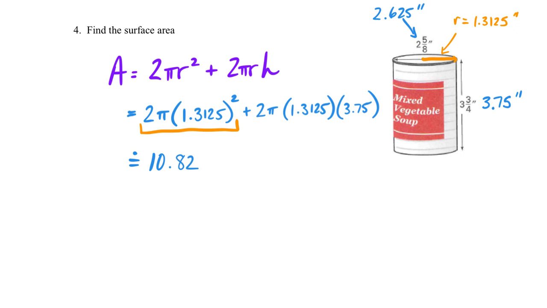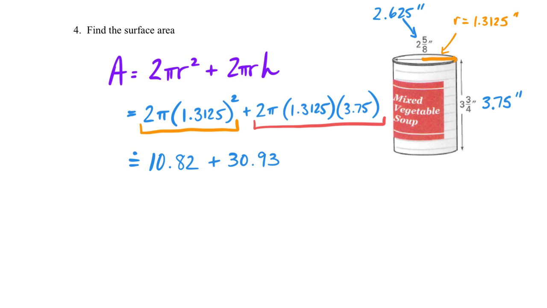Okay, we now have to do the same thing with the red term. So we're going to calculate our 2 times our 3.14 times our radius times our height, and we're going to get another big ugly decimal. When we do, we're going to round off to our 2 decimal places.